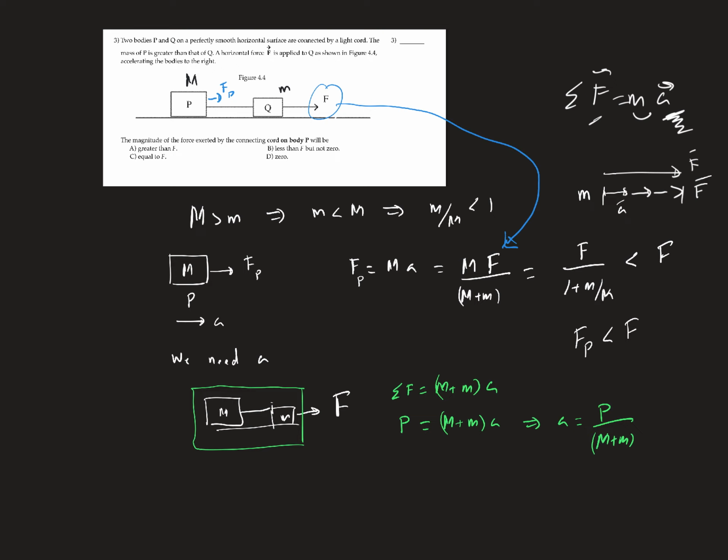So the force acting on P is Fp, and it's the force due to the rope. The rope is making a force to the right. So the force acting on P is Fp and is the total force. And the total force is the mass times the acceleration. So it's the mass times the acceleration, but I don't know the acceleration. So I need to find the acceleration.